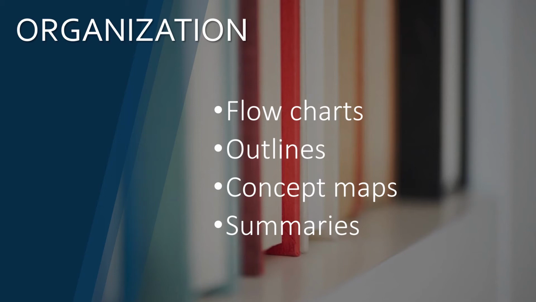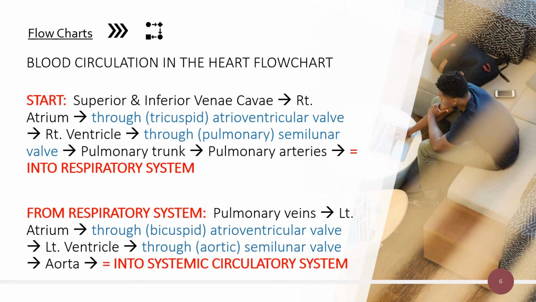And here are some more examples of flowcharts, outlines, and concept maps. Here's a flowchart. This would be a flowchart of the blood circulation in the heart, as an example. See, it's really simple. I didn't use any fancy graphics or anything, and this can just be written down in the student's notebook. But see, you have a start right here, and then it starts in the superior and inferior vena cava, and then it goes to the right atrium.